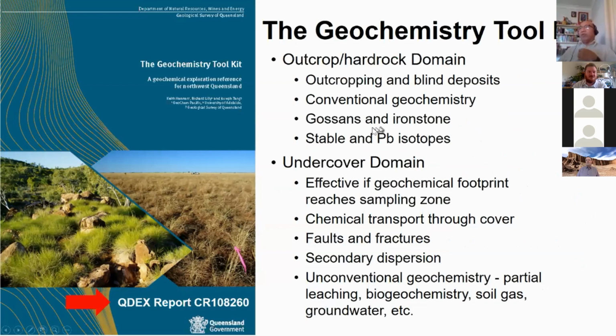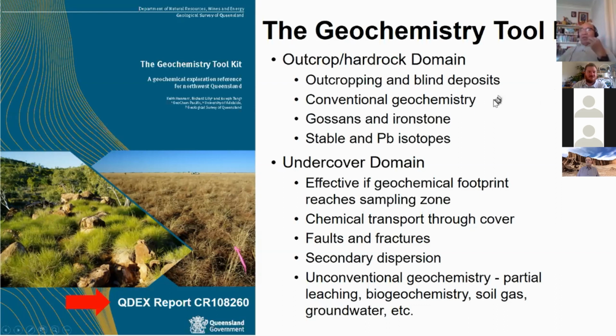It's basically an exploration reference for Northwest Queensland. However, it can be expanded throughout Queensland itself, because most exploration areas have a very similar setting. The toolkit is divided into two halves. The first part, the first 4 chapters, talks about the outcrop or hard rock domain expression. Basically, it talks about outcropping mineralization and blind deposits.